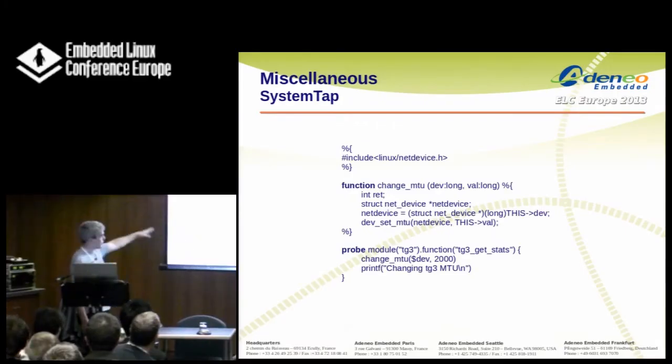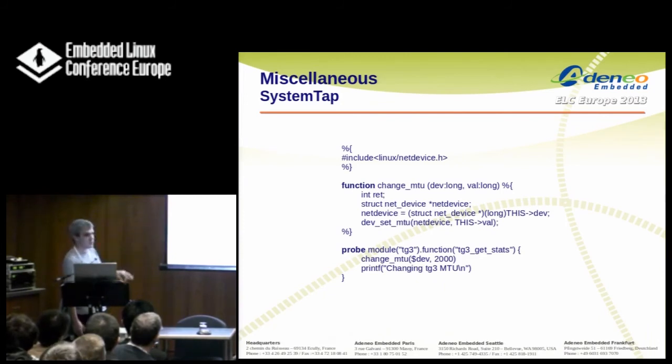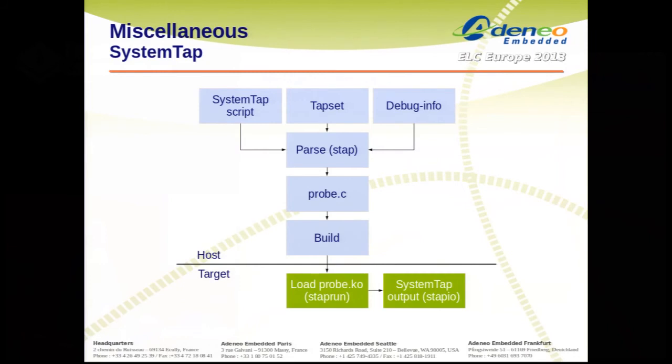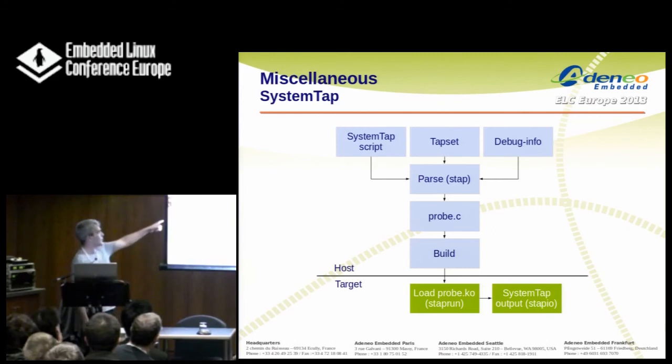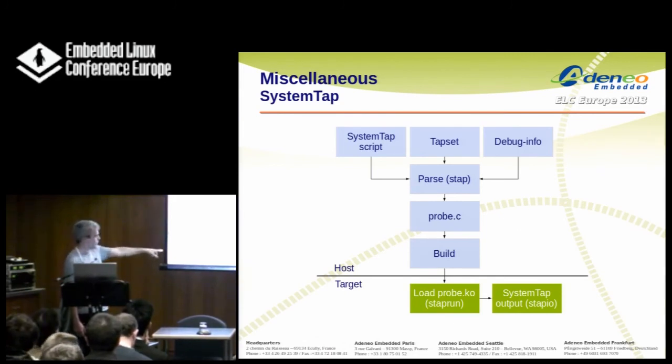So here you have the script syntax, and for example, we will change the MTU when we get to the function tg3_get_stats in the module tg3. So there, when the function is hit, it will call the function we just declared here and change the MTU at runtime. So this code will be inserted in the kernel, in fact, by a module that is built from your script, with stuff that will parse your script and generate a source file. You will build it for your kernel, and when you load your module, you will have the information.